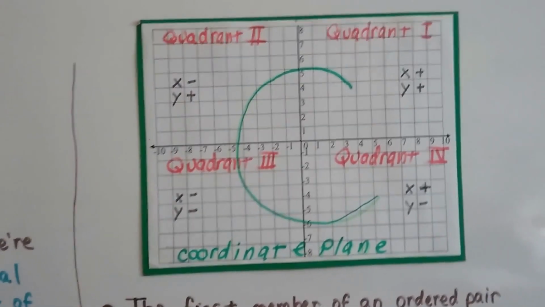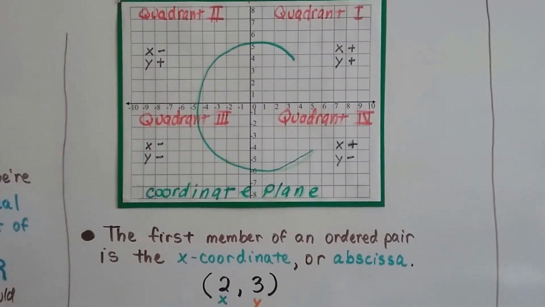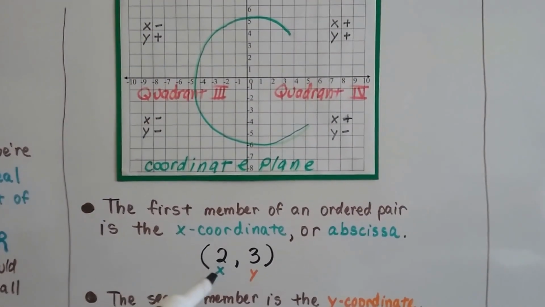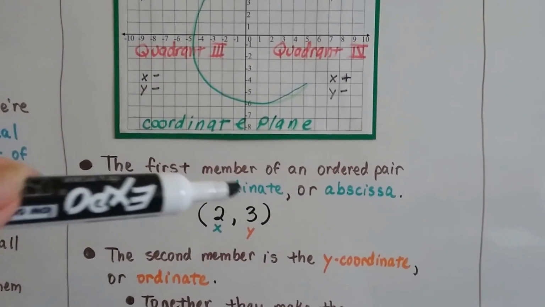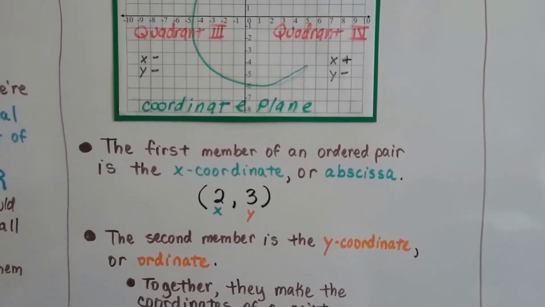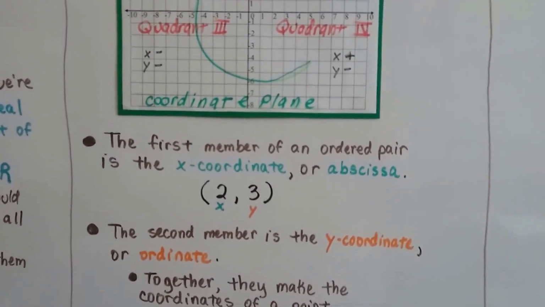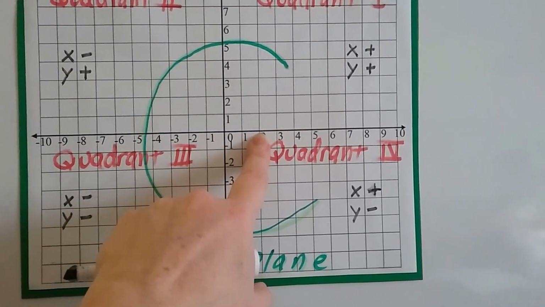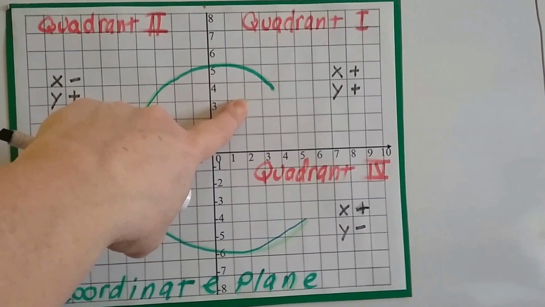So here's a coordinate plane, here's a Cartesian graph, and the first member of an ordered pair is the x-coordinate, right here, and it's also called the abscissa. And the second member is the y-coordinate, it's also called the ordinate. Together they make the coordinates of a point on a plane. So we could find 2 for x and 3 for y, and it would put us right here, see?